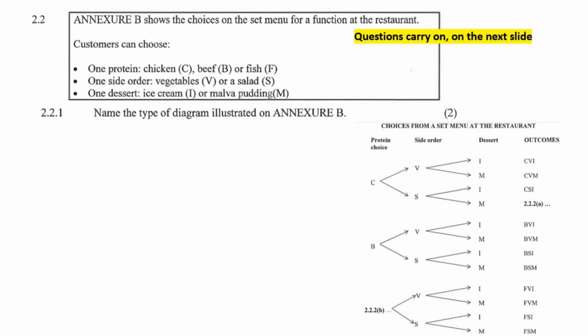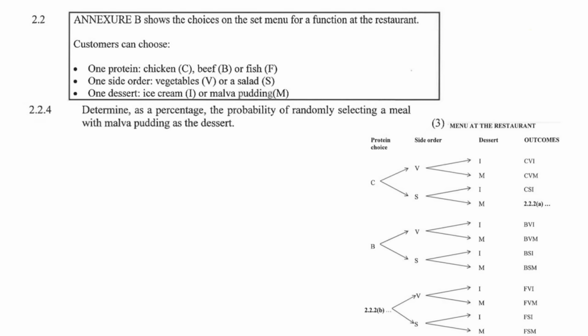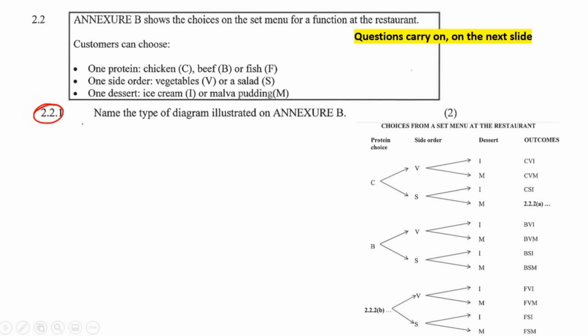Alright, with this question, I want to just let you know that the questions do carry on. So this is the first question. Then it carries on to a second one, another one, and a last one. Annexure B, which is over here, shows the choices on the menu for a function at a restaurant. Customers can choose one protein, and that could either be chicken, beef, or fish. It's not very vegan friendly now, is it?